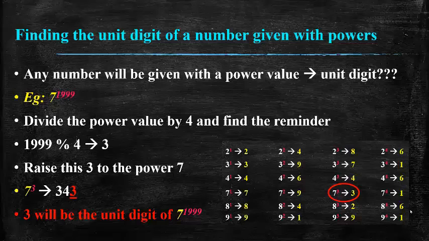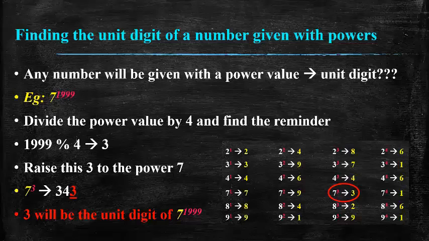The only thing is you have to divide the power value by 4 and find the remainder, and that remainder should be the power raised on the given number. Suppose you get a remainder of 0 when you divide the power value by 4, always remember, instead of raising to the power 0, you have to raise to the power 4.